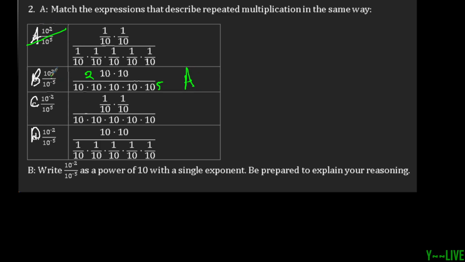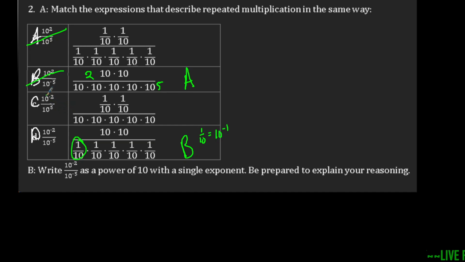For part B, I now have 10 squared, so I have 2 10s in the numerator, and then I have 5 1/10s in the denominator. So I'm going to say this one's going to be B, because notice how, again, 1/10 is the same as 10 to the negative 1 power. So we have to have that 5 times in the denominator. All right, so that was choice B.